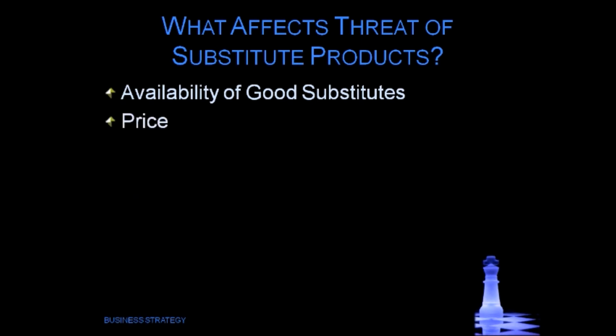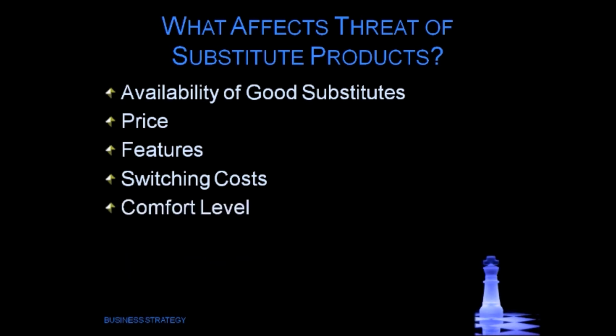If price is reasonably the same, the threat is up. If the features are comparable, the threat is up. If switching costs are low, the threat is up. If the buyer's comfort level is high, the threat goes up.